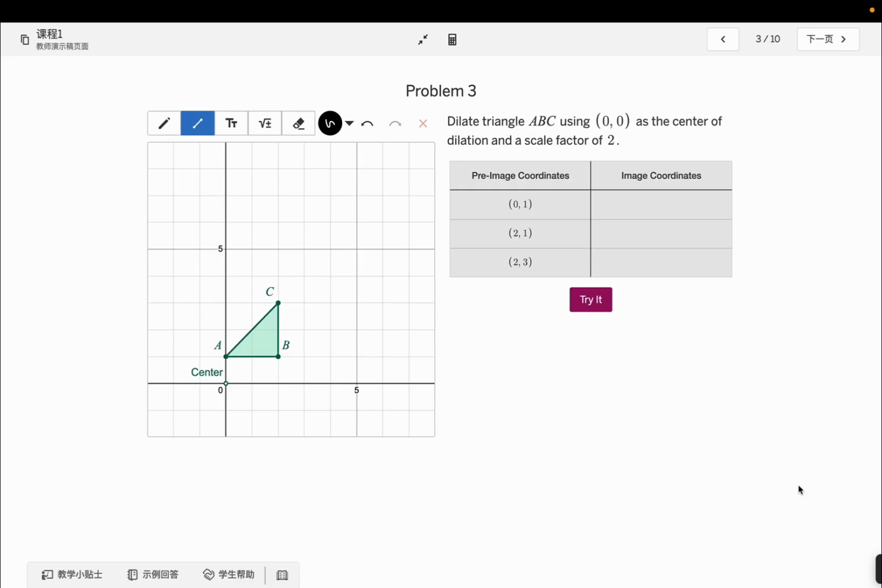Now I want you to take some time to do problem 3 and problem 4. Then we'll come back and discuss together.